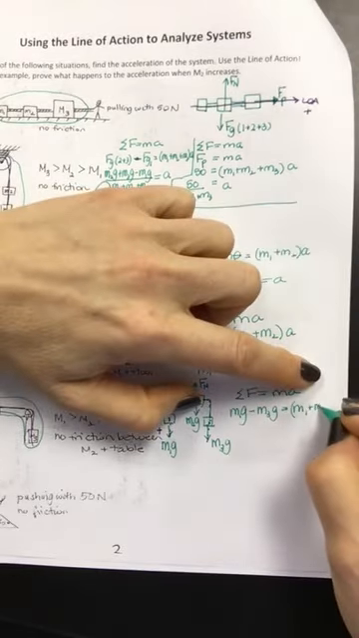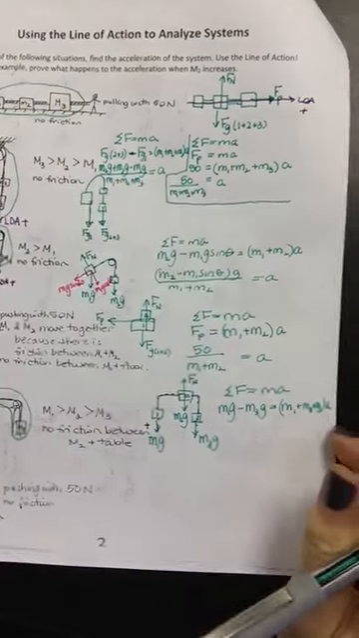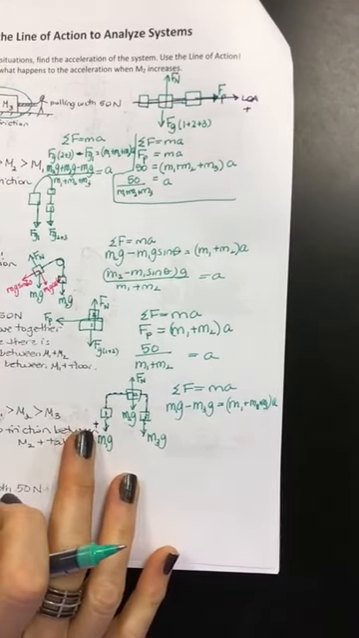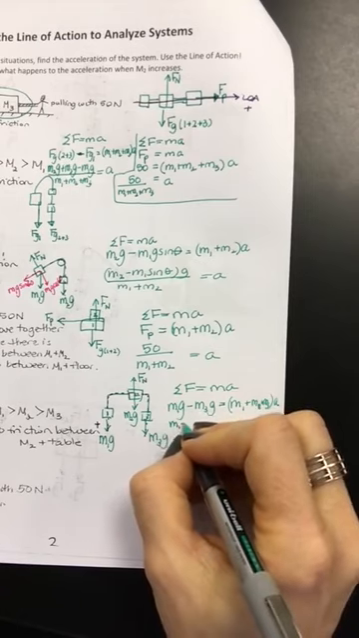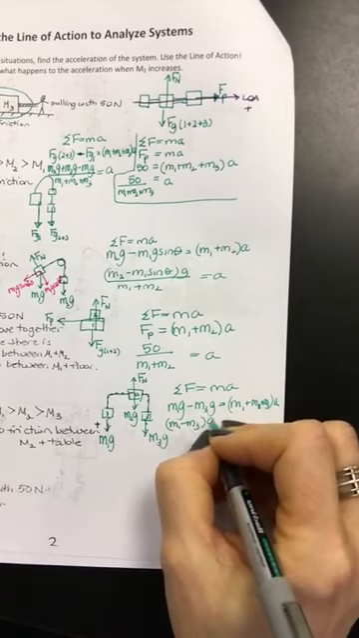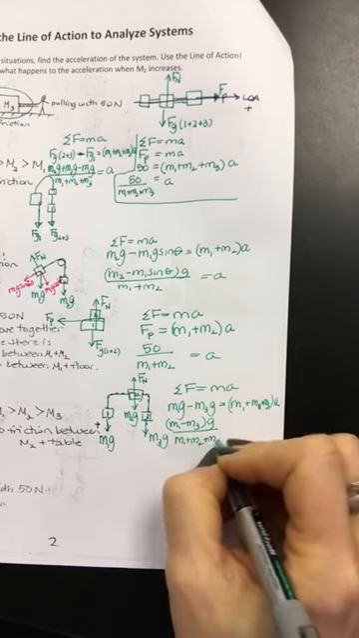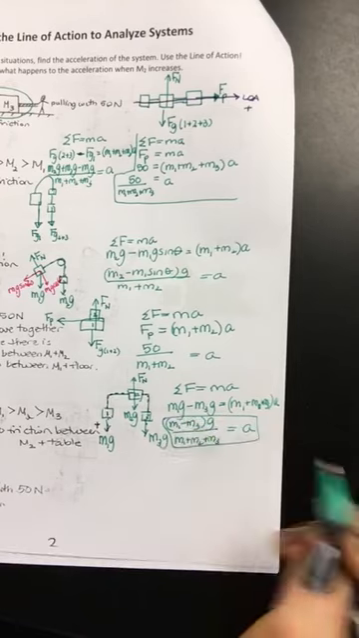Your total system mass, though, all 3 boxes. So make sure you include all 3 of those when you're writing out your equation. So you've got M1 minus M3 times g over M1 plus M2 plus M3, that's your mass, equals, here's your acceleration. So that's your equation.